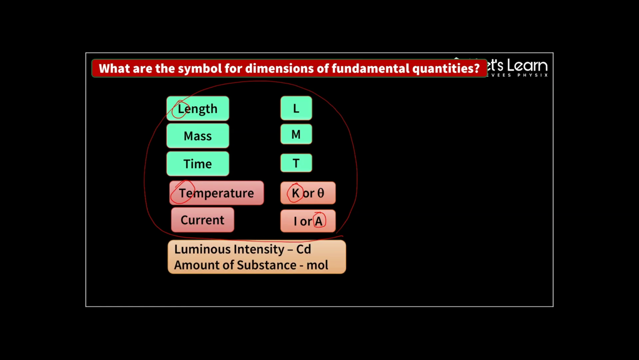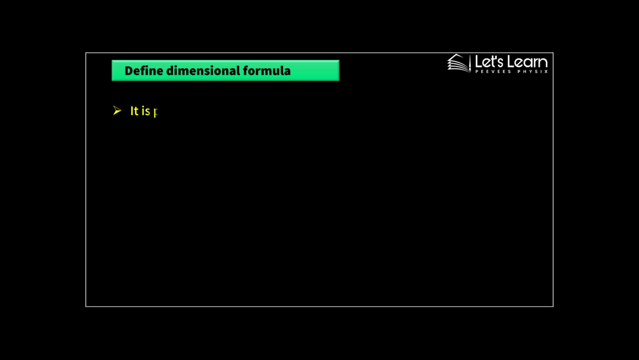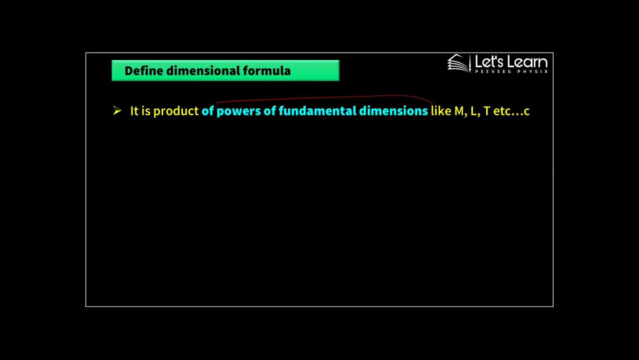There are 2 more fundamental quantities, luminous intensity and amount of substance. We don't need to know about the dimensions of those 2. What do you mean by dimensional formula? It is just showing the dimensions of fundamental quantities as powers.